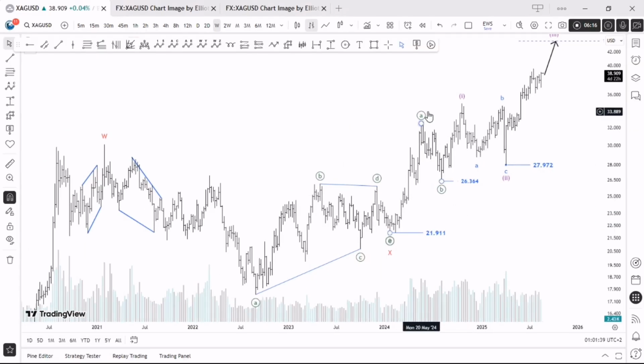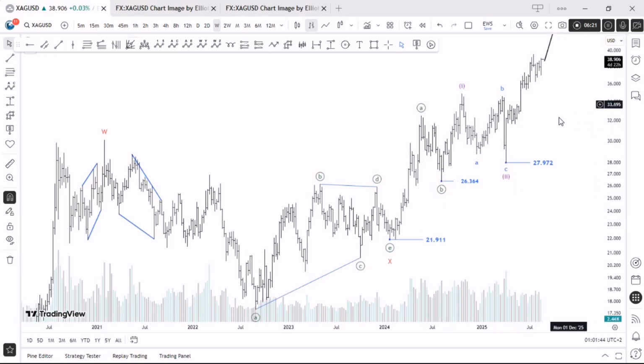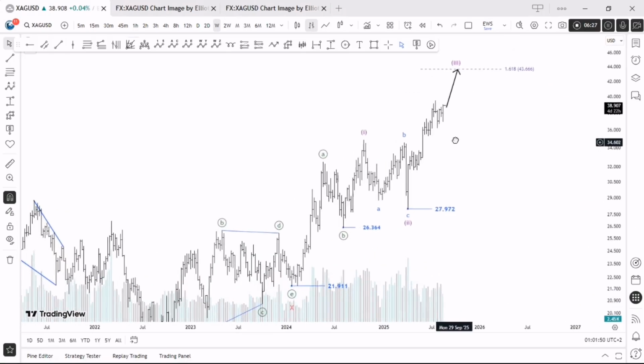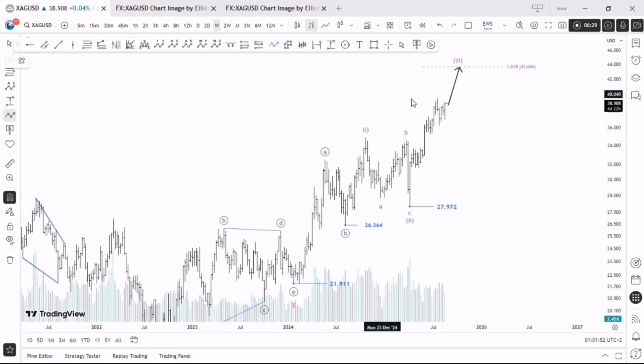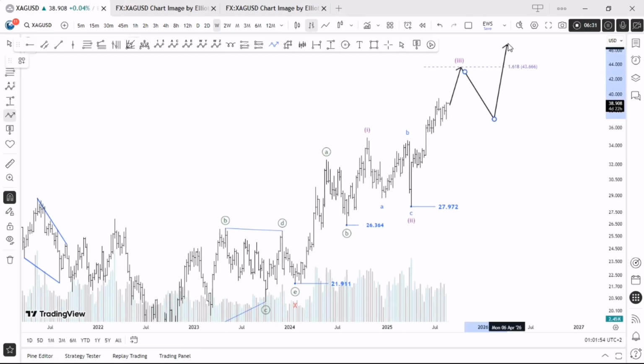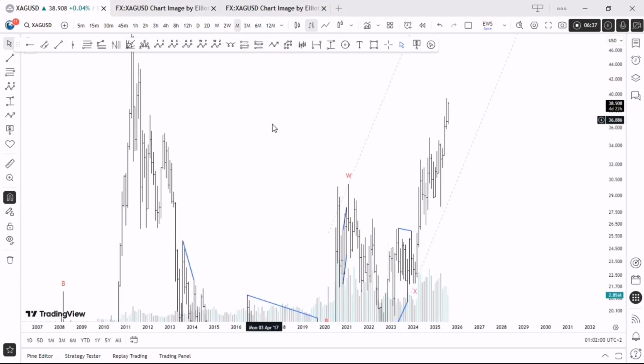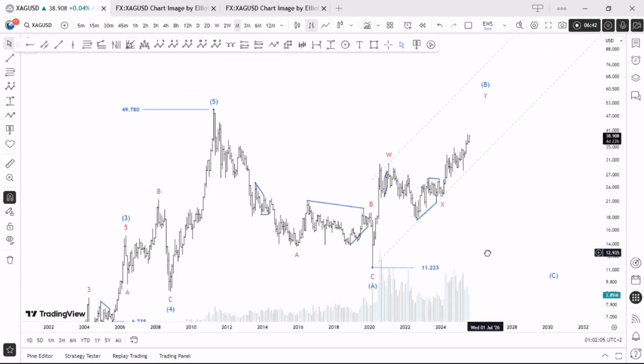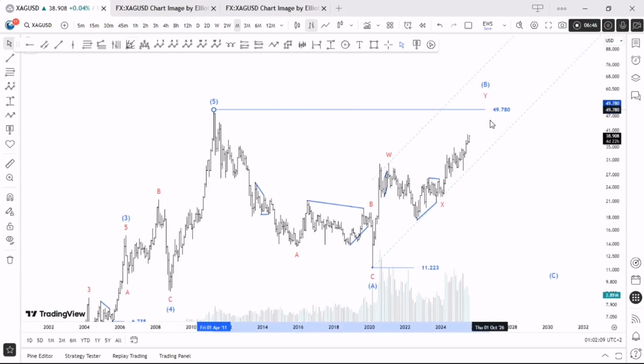Now, I believe this is A and then B, and I think this is 1, 2, that is of wave C. So I think this is 1, 2, and now we're in wave 3 of C. So we still have 2 more waves to see, that is 4 and then 5, before the end of this rally. And it would make sense, because if you go back to higher time frames in this case, what you are going to see is we are basically approaching this high.